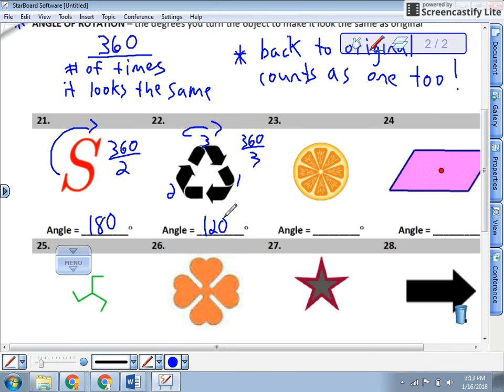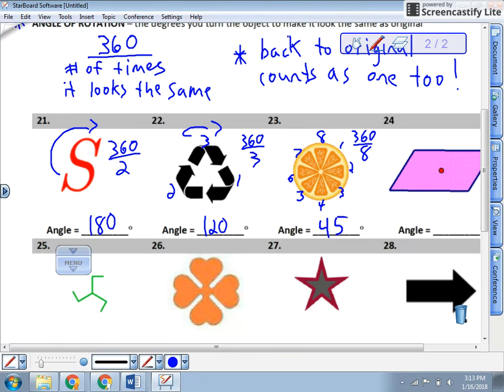This orange slice. Okay, so again, I think I can turn it many times and it'll be the exact same. So I'm going to count it up. 1, 2, 3, 4, 5, 6, 7, and don't forget the original, 8. I can do it 8 times. So 360 divided by 8, that's going to be 45 degrees.